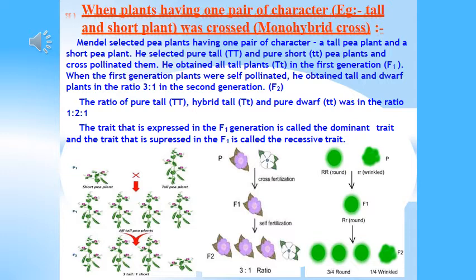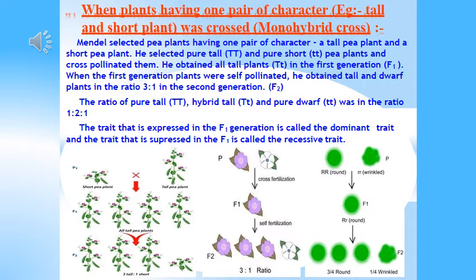Are you getting my point? Now 1:2, that means they all are tall, but here if we talk about the genotype, it is different. The trait that is expressed in the F1 generation is called the dominant trait, and the trait that is suppressed in the F1 is called the recessive trait.